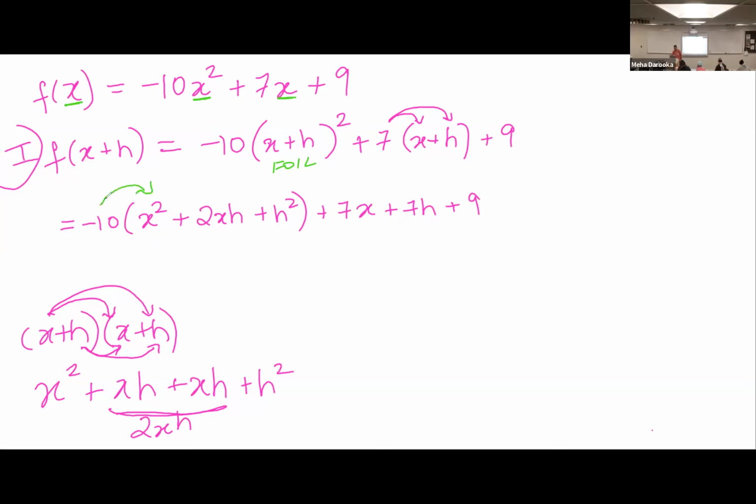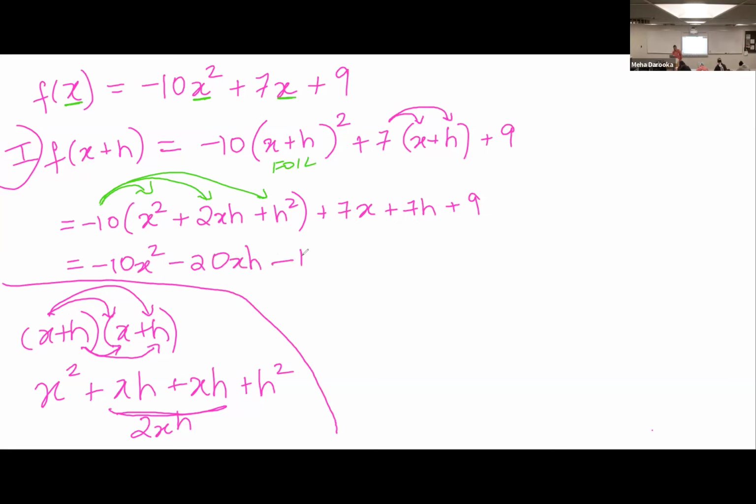Now, the last thing we need to do before we can wrap up step one is distribute this -10 inside our parentheses and then combine whatever like terms we can. So that will end up giving us -10x squared. -10 times +2 will give us -20 x times h. -10h squared. And plus 7x plus 7h. Plus that.